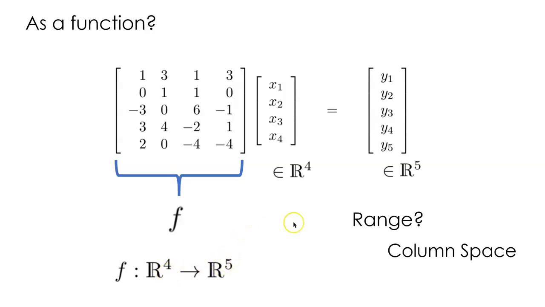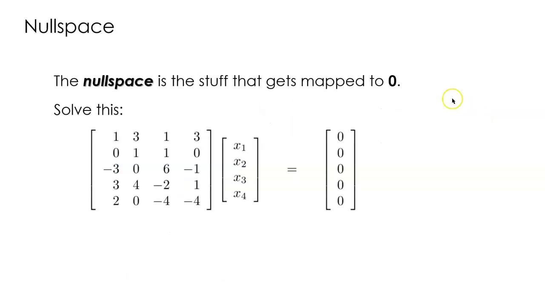The range is actually the column space. If you think about it, we're doing all possible linear combinations of the columns when you multiply it. The range is the column space. Another part we are interested in is the null space. The null space is all the stuff in the domain that gets mapped to 0. So we're solving this equation.